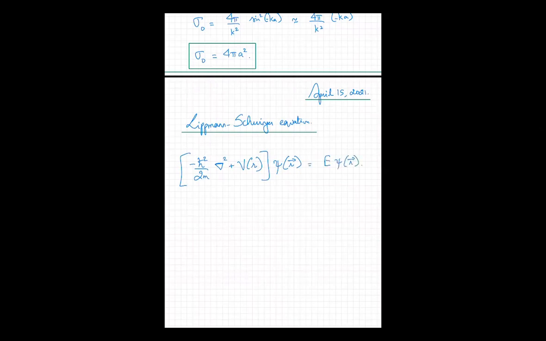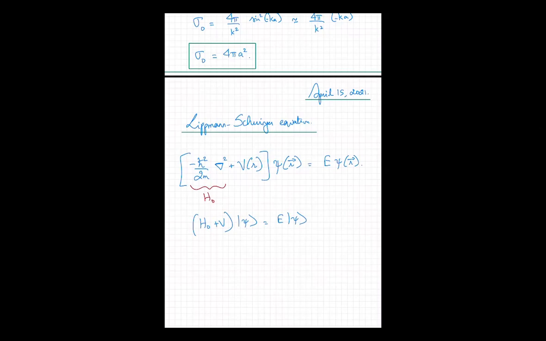Now I can rearrange this equation, and this part I will call H0. H0 is the part that just involves the kinetic energy. There are no potentials involved. So I can write this in abstract notation as H0 plus V acting on psi equals E psi, okay, in ket notation. Of course, if I take the inner product with respect to r vector, I'm going to get the equation written above.